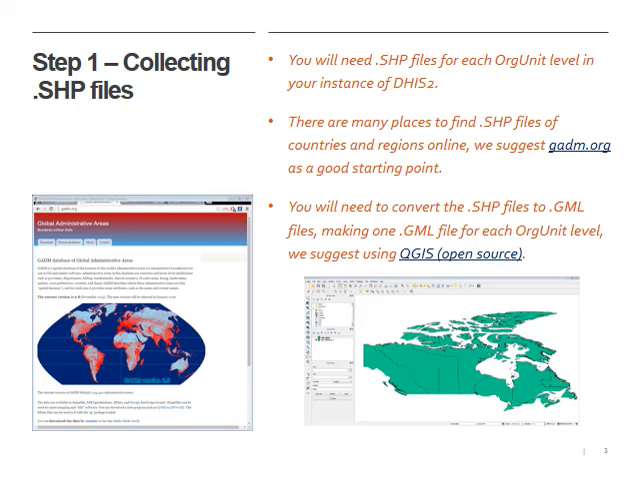And the way to do that, those will be called vector layers if you're using QGIS, which is what we suggest, an open source software that allows you to view shapefiles and save them into GML.